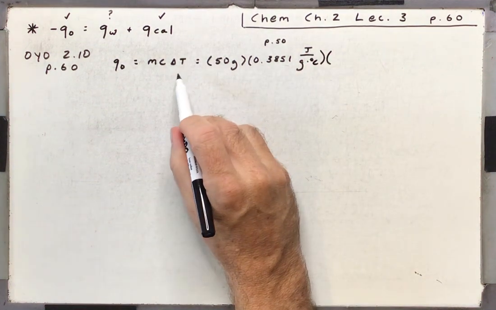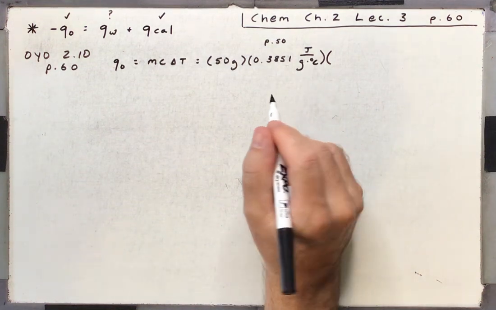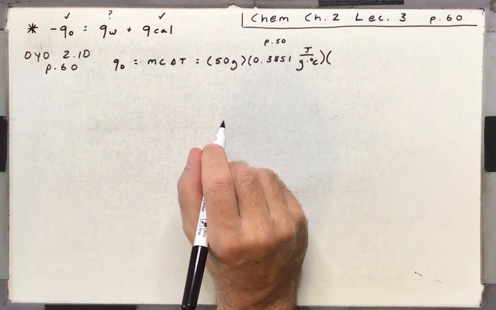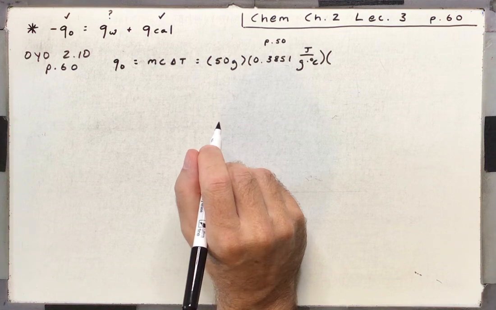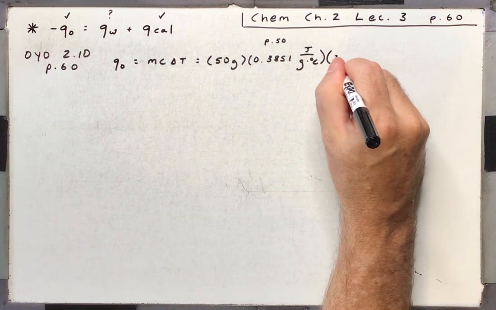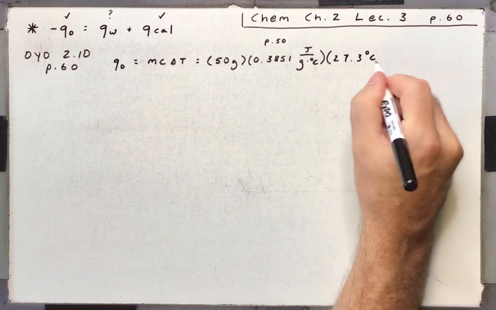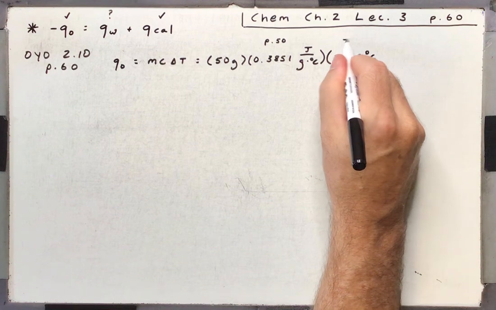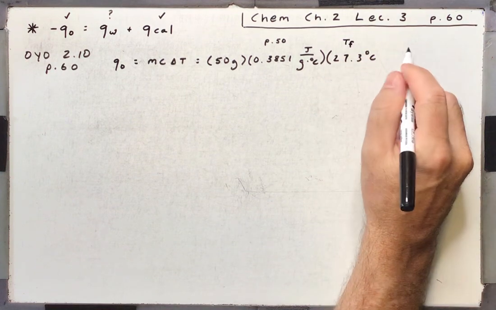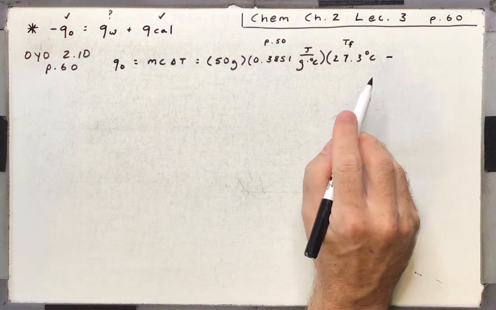And then the change in temperature. So remember, everything ended up at 27.3 degrees Celsius. How do I know that? So that's the final temperature, T sub F. And I'll show you how I figured that out in a minute.